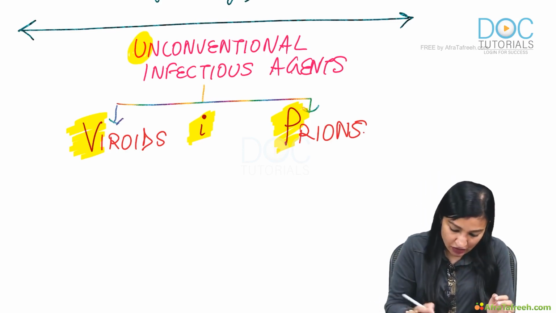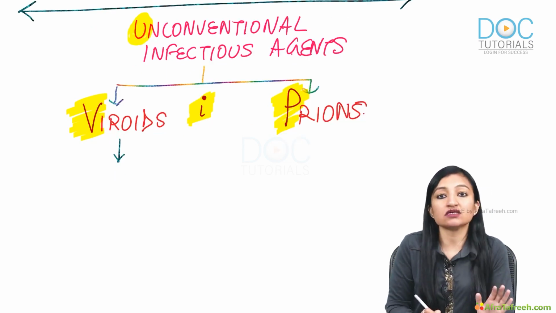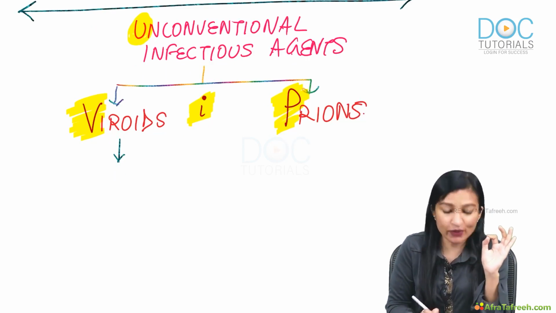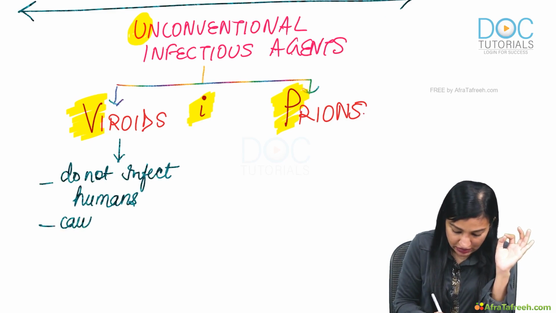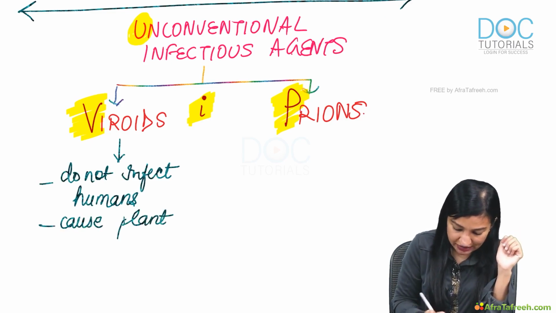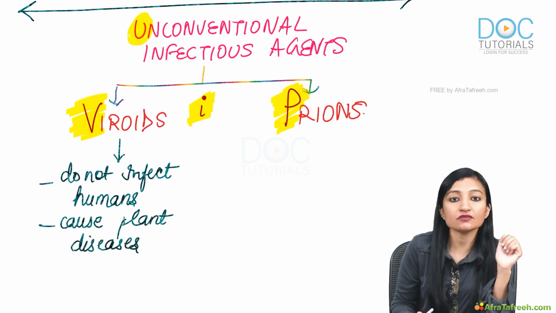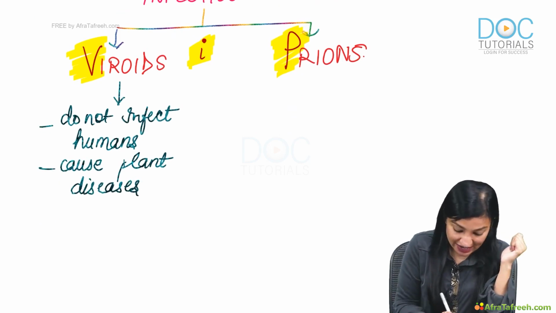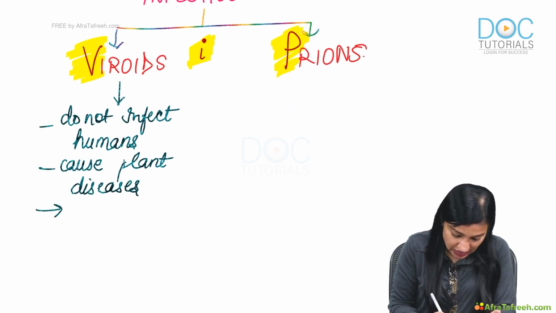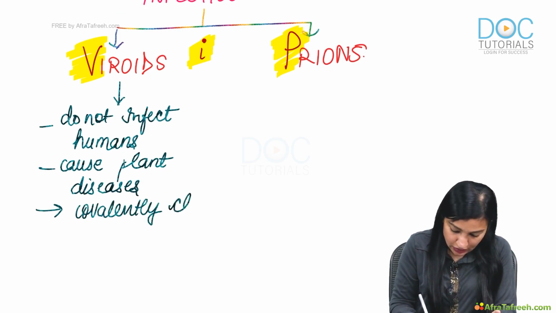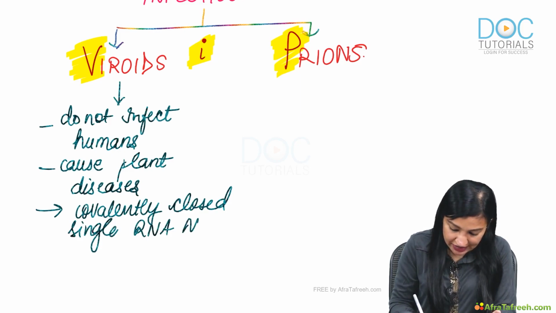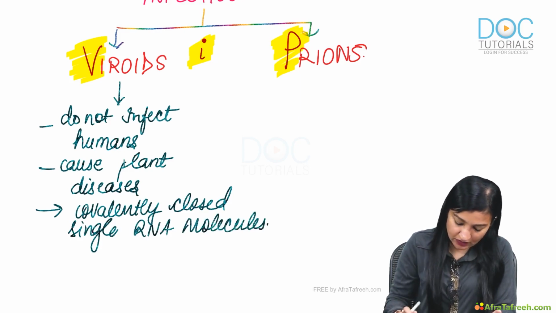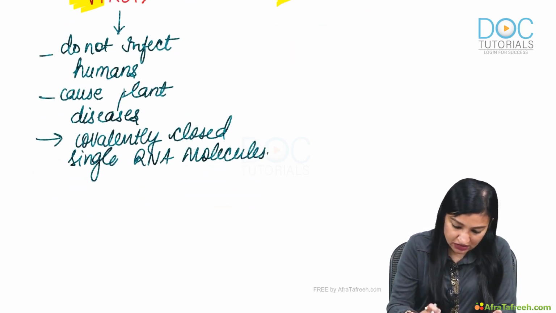Now what are viroids? The first point to be remembered about viroids is that they do not infect humans. They cause merely plant diseases. They cause plant diseases, and what exactly are these? These are covalently closed single RNA molecules. Now, what do I mean by this?